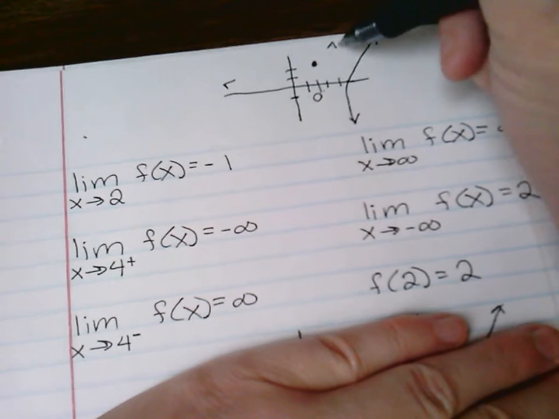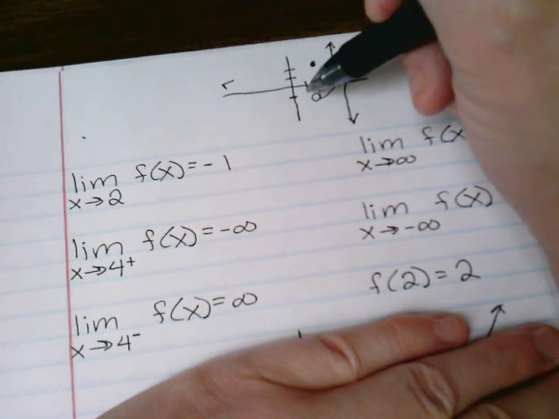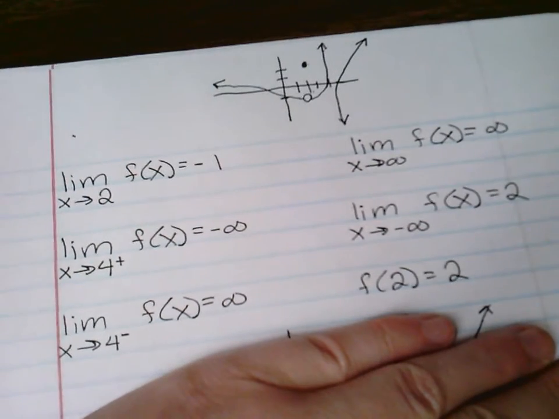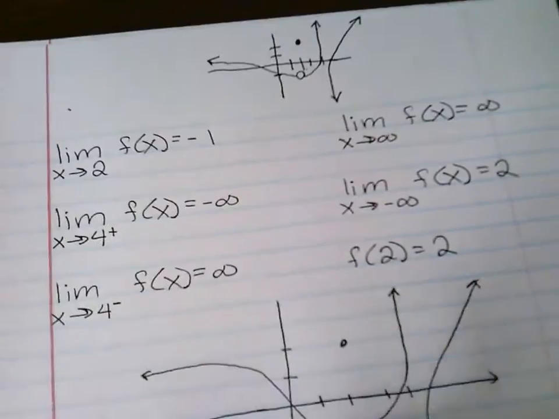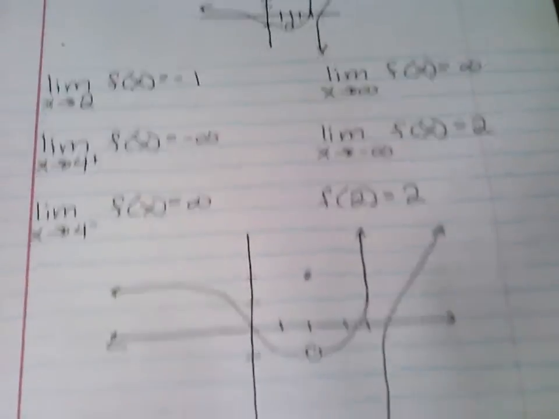There we go, and then we go something like that. Okay, so that's one example of how you could graph that graph. Here's a bigger one down here if you would like to see.